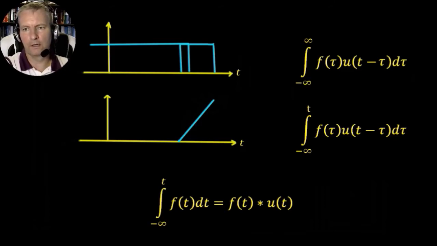So we want to stop at a point here, which is the end of this little function, which is a point t. So we really just want to integrate from minus infinity to our point t of the function f of tau times u of t minus tau d tau. Now if we do that, then we're able to say that the integral from minus infinity to t of f of t dt is our f of t convolved with u of t. So that's a little heuristic argument that if we convolve a function with the unit step, it's equivalent to integrating the function.